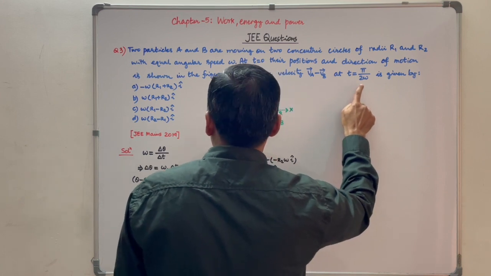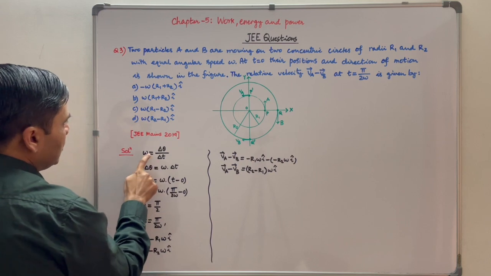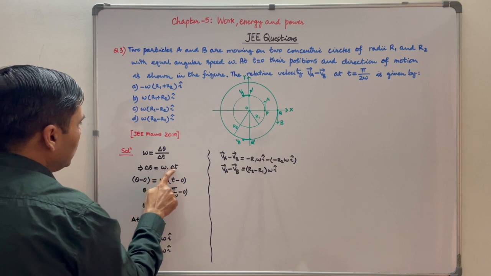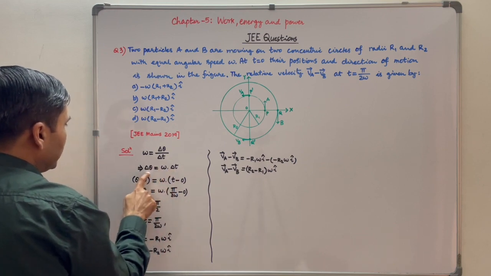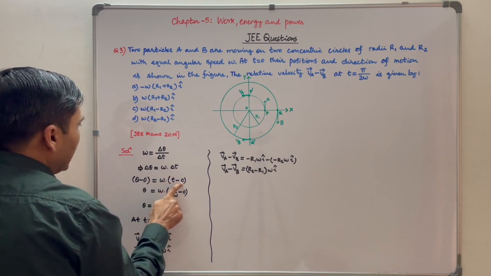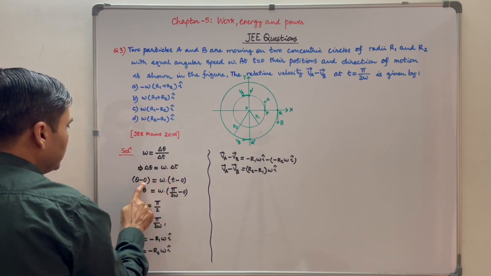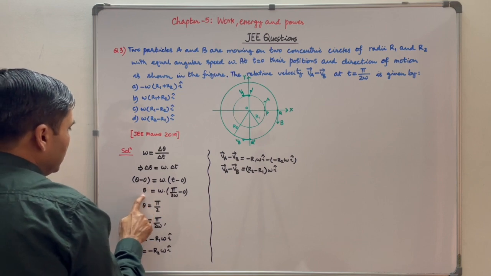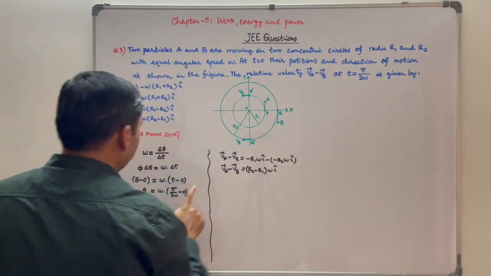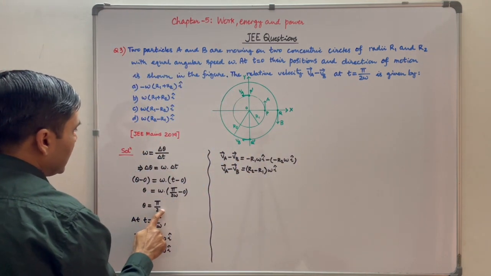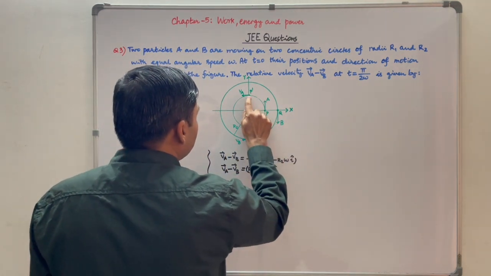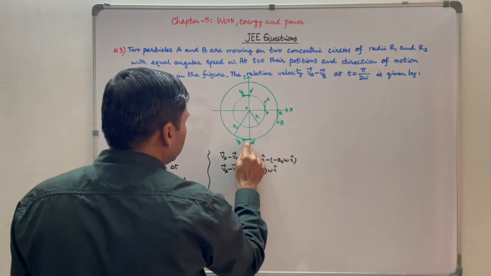positive x-axis. Omega by definition is equal to delta theta upon delta t, or delta theta is equal to omega into delta t. Delta theta can be written as theta minus 0 and delta t can be written as t minus 0. At t equal to 0, theta is equal to 0. It is given. So theta is equal to omega into, put t equal to pi by 2 omega. So theta is equal to pi by 2. That means at t equal to pi by 2 omega, the first particle will be at P dash and the second particle will be at Q dash.